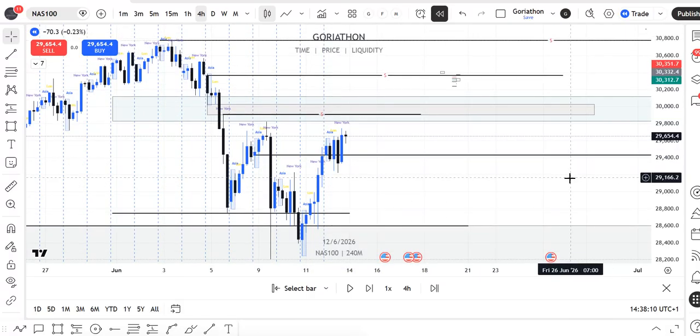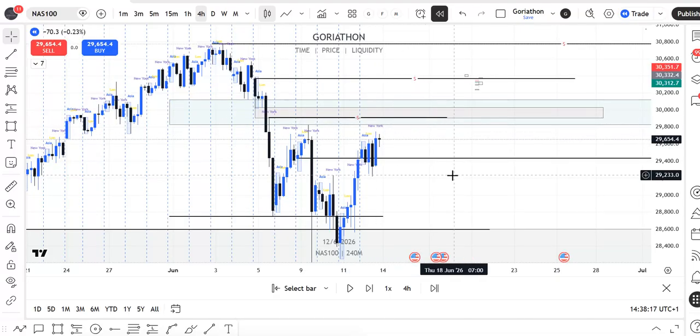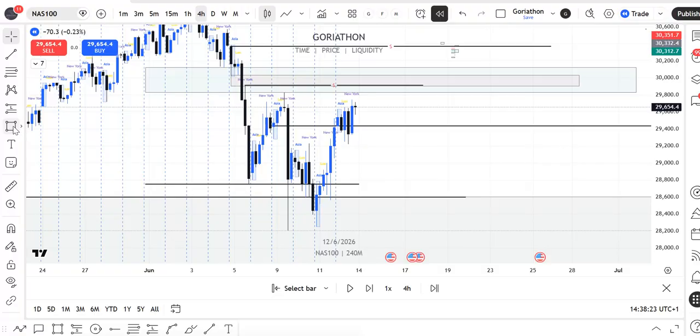That's what we were looking for. That's why I posted on the Outlook channel inside the premium as well. We can look for a short sell, but our main target is to look for buys because NAS or NQ is bullish and we don't usually like trading against the bias, do we?